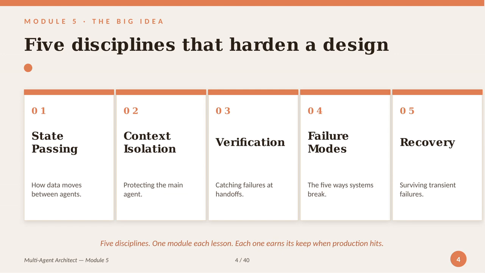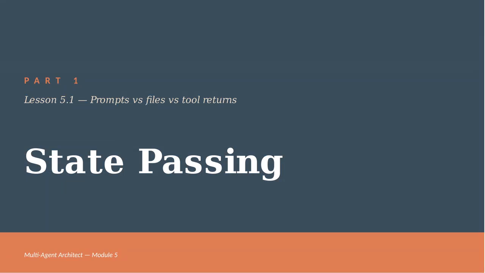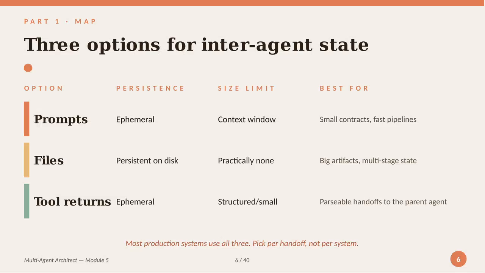5 disciplines. 1 lesson each. Each one earns its keep when production hits. Part 1. State passing. How data actually moves between agents. 3 options at a glance. Read by columns. Option 1.